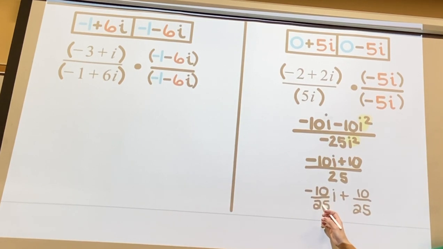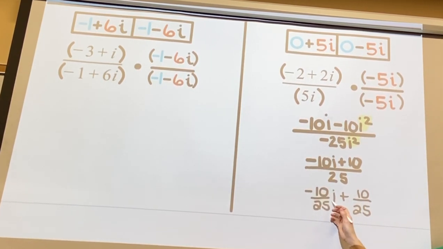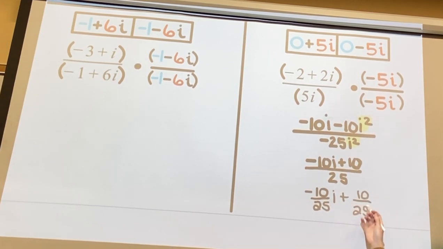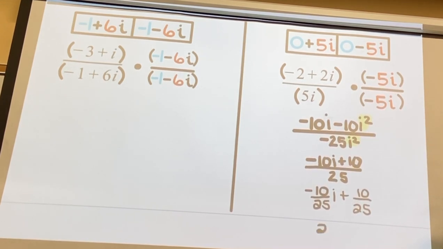5 fits into both of those. So 10 divided by 5 is 2. 25 divided by 5 is 5. So I have negative 2 over 5i. And similarly, that's 2/5. But I'm going to go ahead and change the order because I want my i's last. So this one would be 2 over 5 minus 2 over 5i. And I changed the order and simplified 10 over 5.